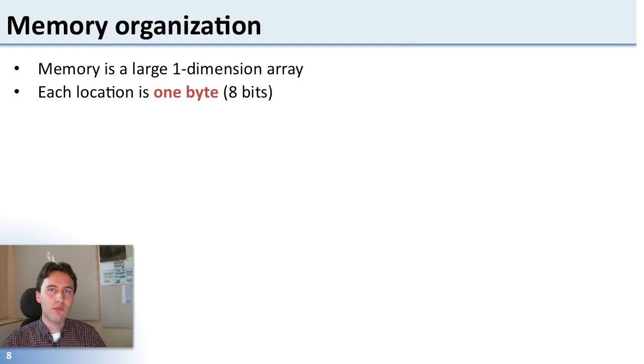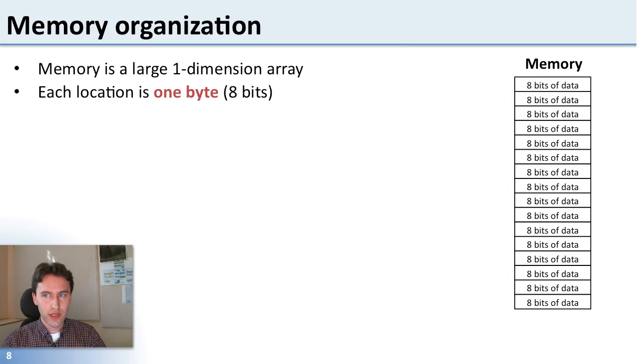Now we're going to talk about memory organization in MIPS. That is not your register file, but your main memory and how it's organized and accessed. So memory is organized as a large one-dimensional array. Each location in this array is 1 byte, or 8 bits. So we can draw a picture of it like this. It looks a lot like a register file, but it's much, much larger. Each entry in it is 8 bits of data.